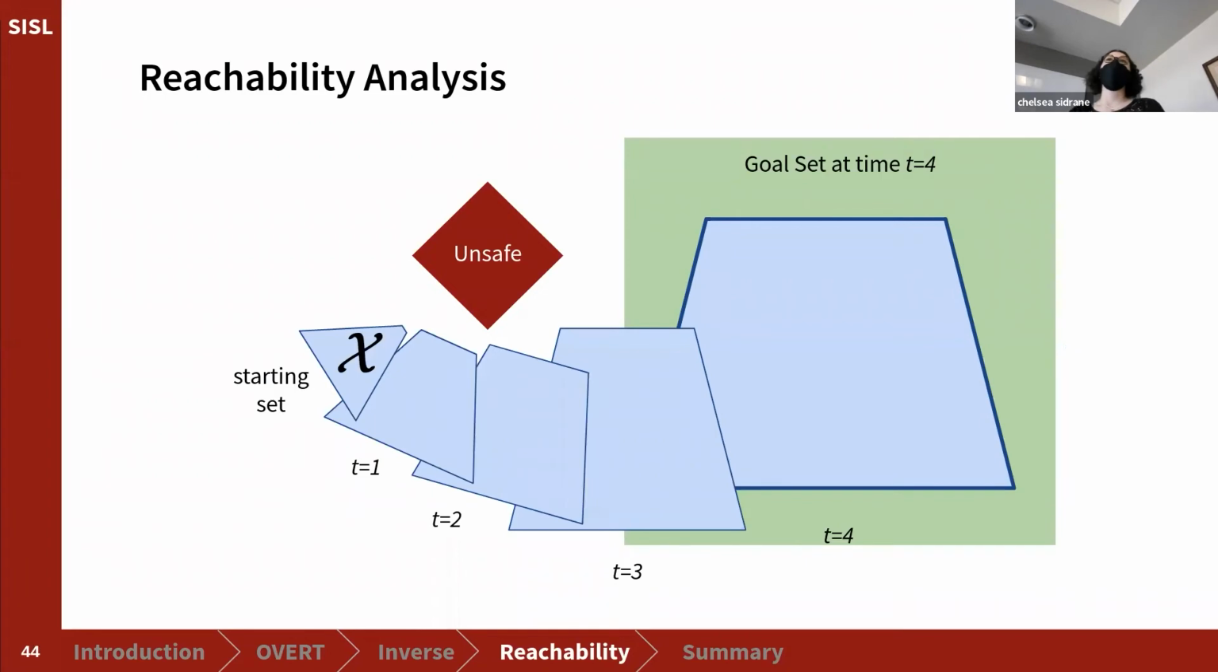Our approach is to perform reachability analysis. So for a closed loop system, the reachable set at time t is composed of all possible states the system could visit at time t. A reachability problem reasons about this set of states reachable over time and whether it intersects with an unsafe set or reaches a goal set.